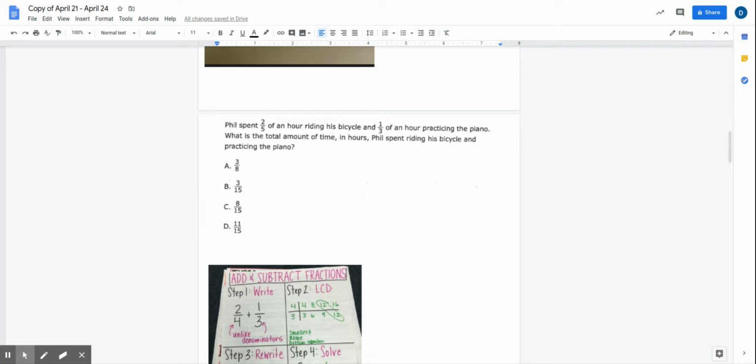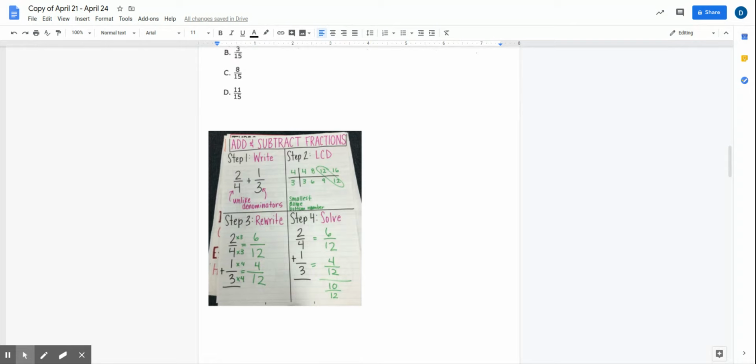Number 3. Phil spent 2/5 of an hour riding his bicycle and 1/3 of an hour practicing the piano. What is the total time in hours Phil spent riding his bicycle and practicing piano? Because it says what is the total time, I know I have to add these 2 fractions. This week on the Really Good Stuff document, you reviewed how to add and subtract fractions.